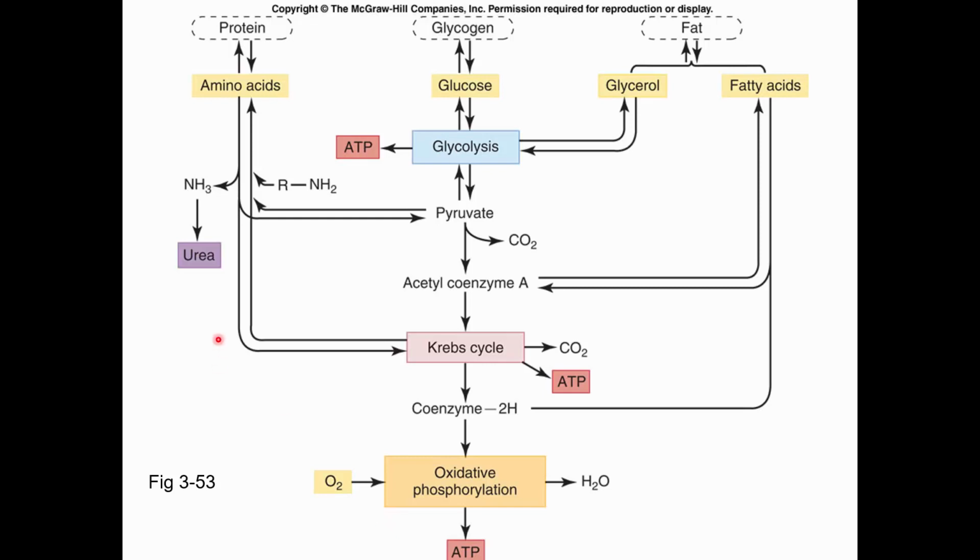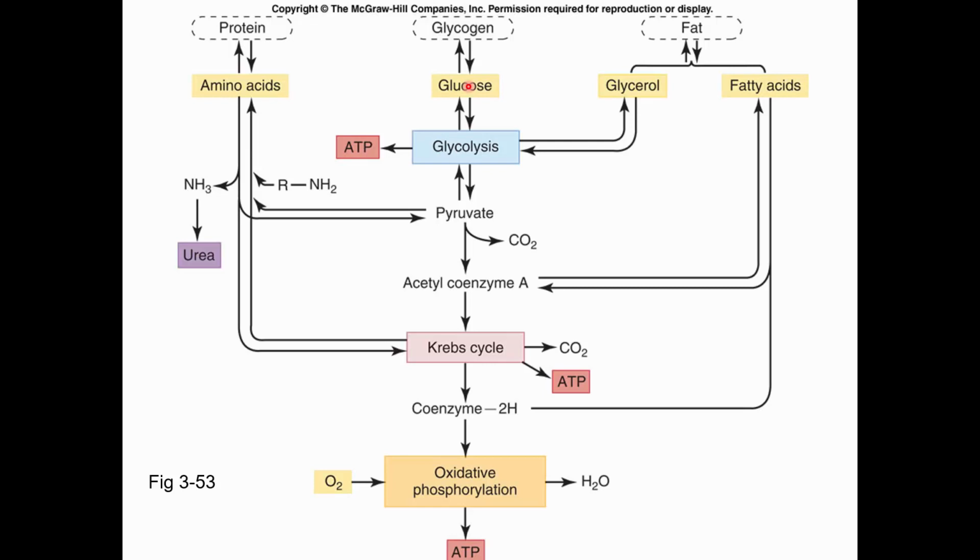So, big unifying diagram. Here's protein, which can be broken down into amino acids. Amino acid can be deaminated. The ammonia is used into urea. Amino acids can be turned into pyruvate, used to make glucose, or amino acids can be put into the Krebs cycle to make ATP. Here, glycogen is a gigantic molecule that can be broken down into glucose. Glucose can be burned in glycolysis, turned into pyruvate, can be turned into acetyl coenzyme A, burned in the Krebs cycle to make ATP.